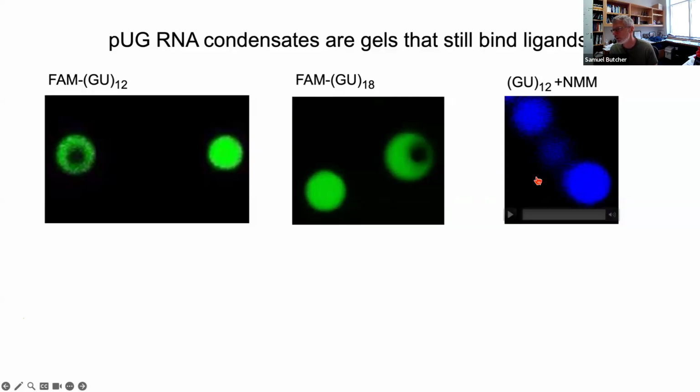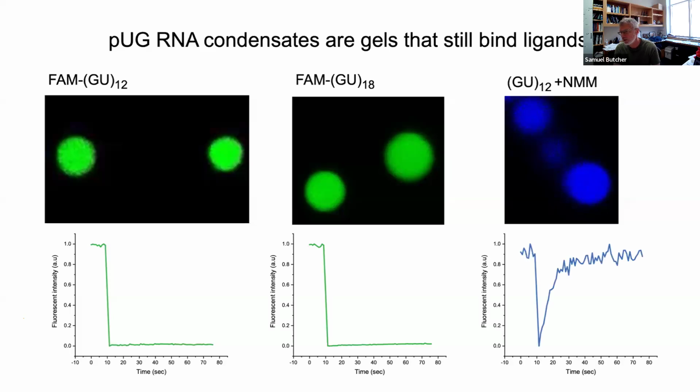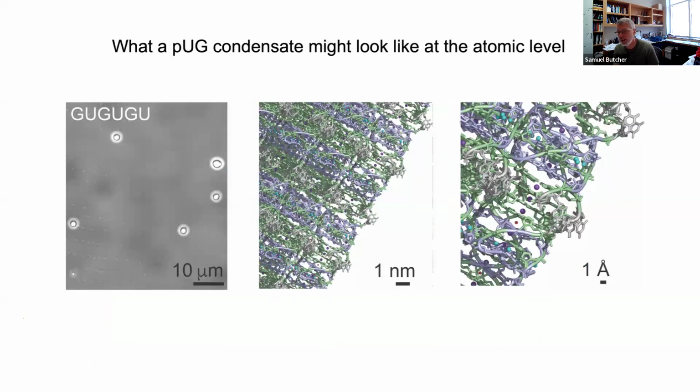But if we have the unlabeled RNA, we can still form the condensate. Now we can add N-methylmesoporphyrin to it, and we can FRAP that because that's a fluorescent ligand, and that comes back right away. So what that means is a small molecule can diffuse on and off these condensates, but the RNA inside is not really moving. So what does this look like? Maybe something like this. If you zoom in from the micron scale down to the angstrom scale, we have packing of quadruplexes.